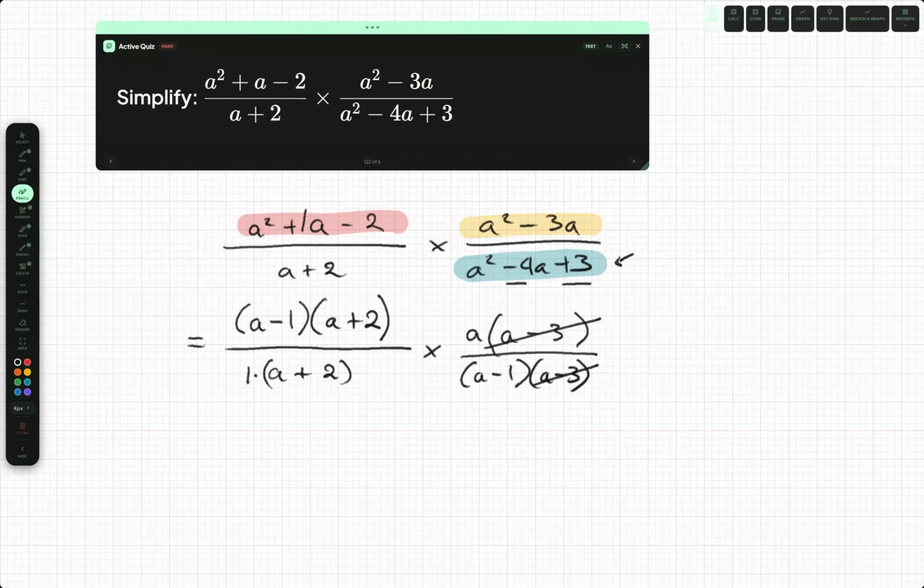If we put any others into account, we have the a plus 2 and a plus 2, and we've got a minus 1 and a minus 1. And all we're left over is a over 1, which is just a. So all of those complex operations up the top just became a, which is why we want to simplify this in the first place.